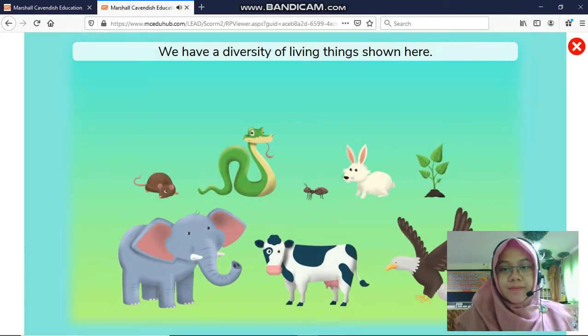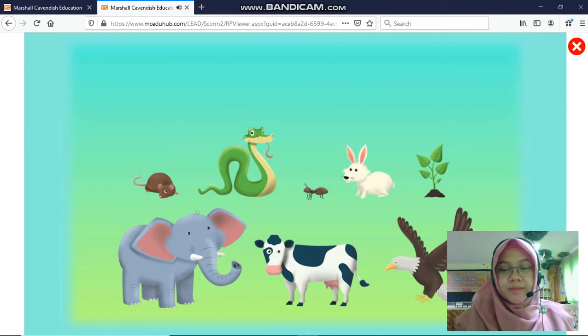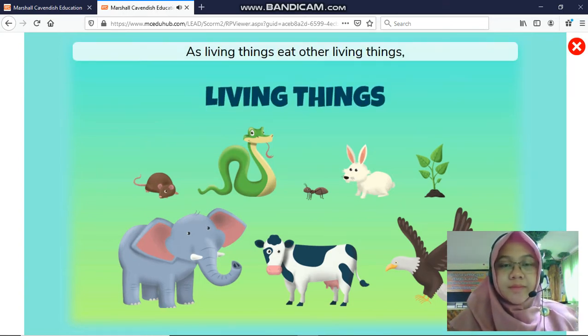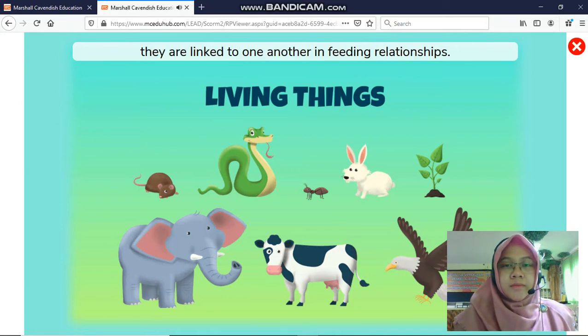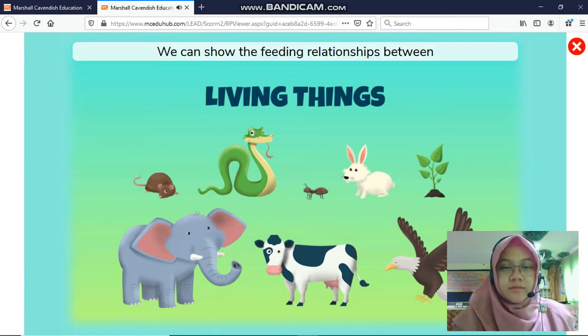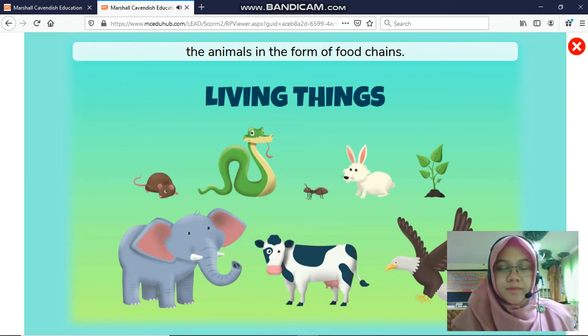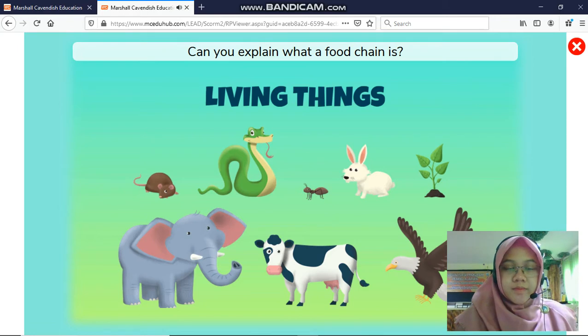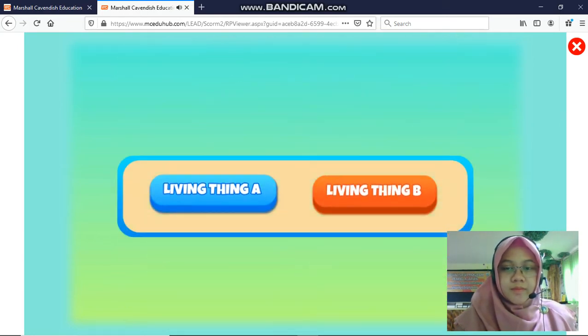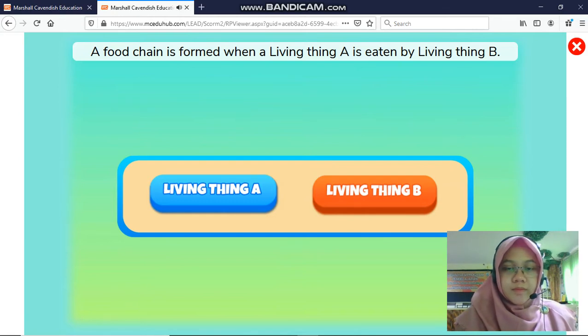We have a diversity of living things shown here. As living things eat other living things, they are linked to one another in feeding relationships. We can show the feeding relationships between the animals in the form of food chains. Can you explain what a food chain is? A food chain is formed when a living thing A is eaten by living thing B.